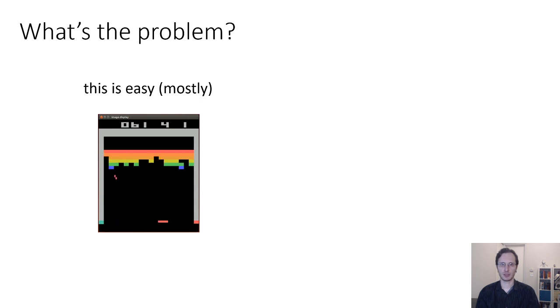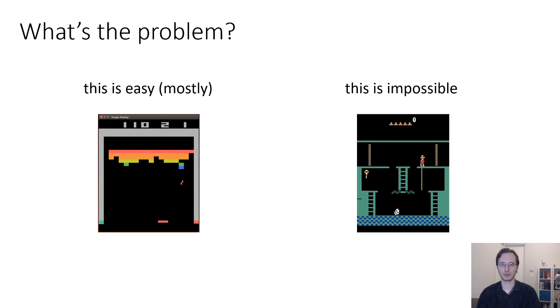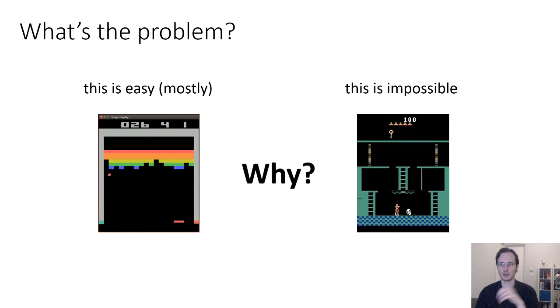But some other Atari games are actually quite a bit harder. So this game, for example, is almost impossible. If you try to run it, this is called Montezuma's Revenge. If you try to run your Q learning implementation on this game, you'll probably find that it doesn't get very far. So why is that? Why is the game on the right so much harder than the game on the left?